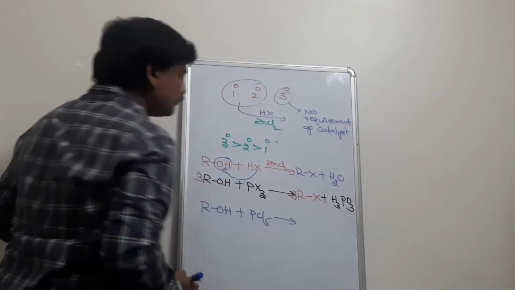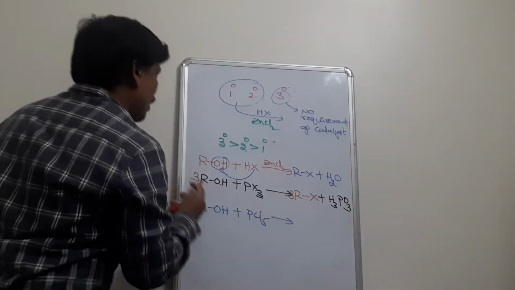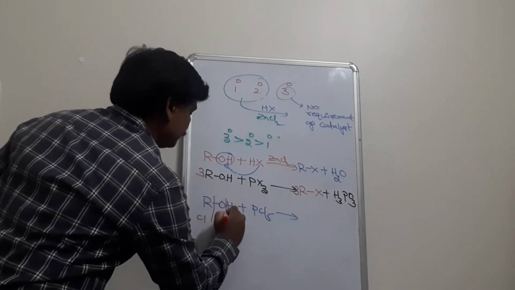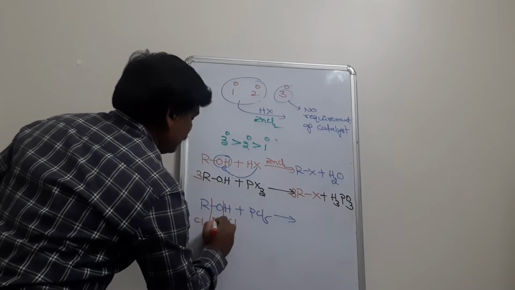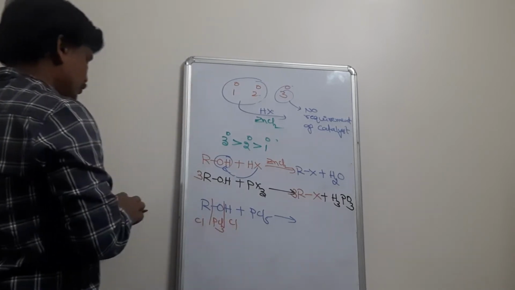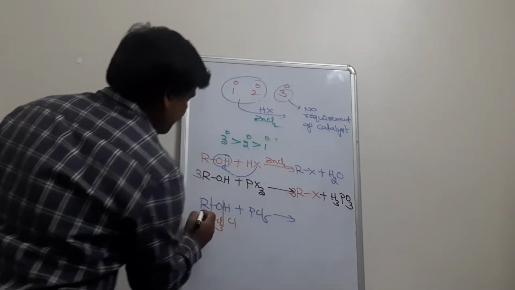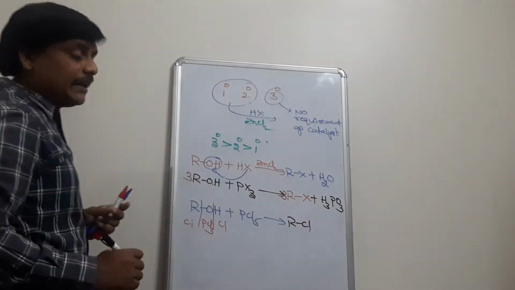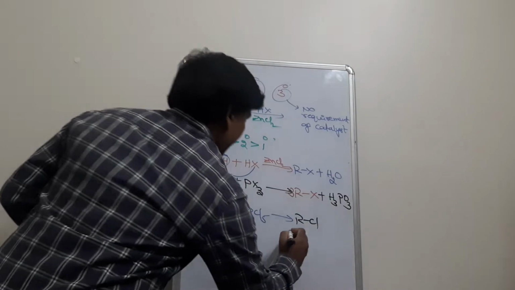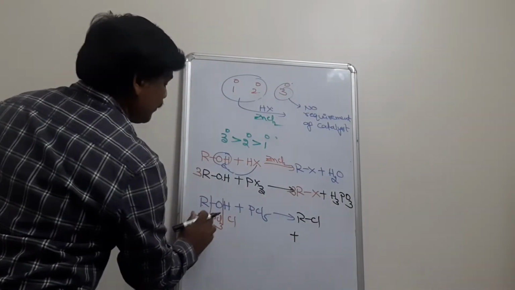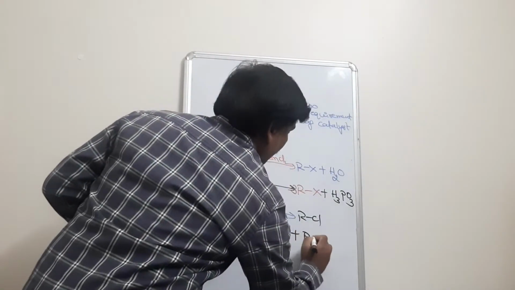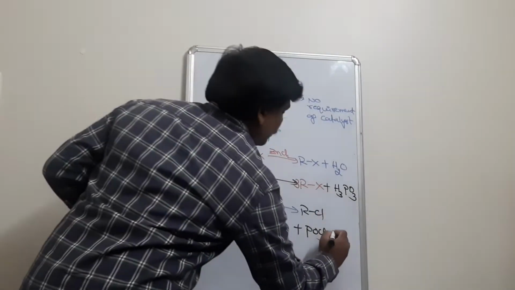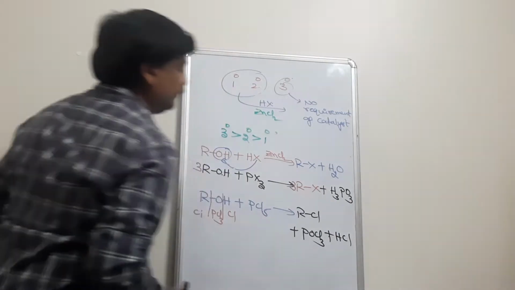And the next preparation method: ROH plus phosphorus pentahalide, suppose you take PCl5. Then the bond cleavage will be like this. R combines with chlorine to form RCl, that is the alkyl halide, plus phosphorus oxychloride, that is POCl3, plus hydrogen combines with chlorine to form HCl.